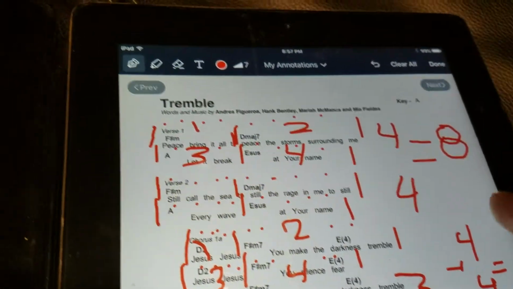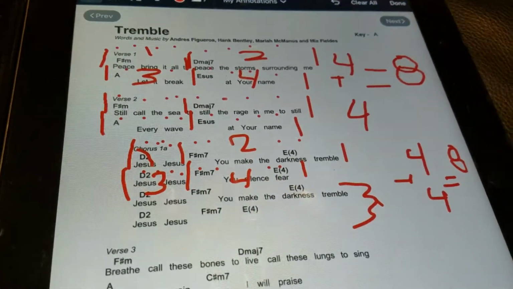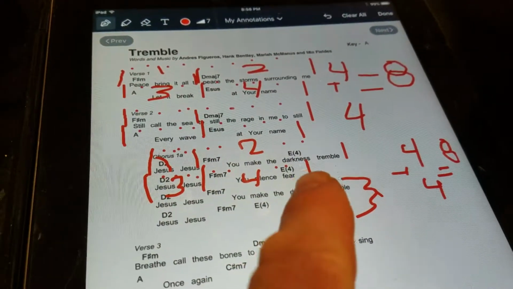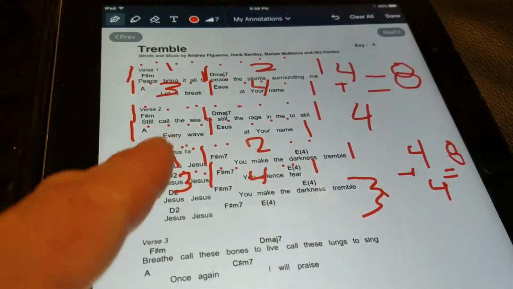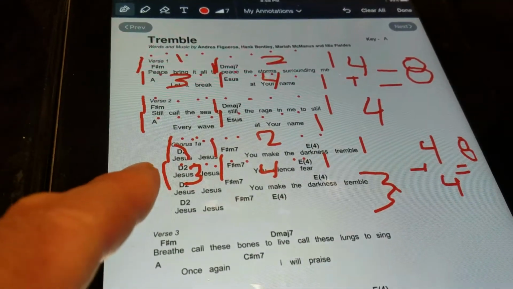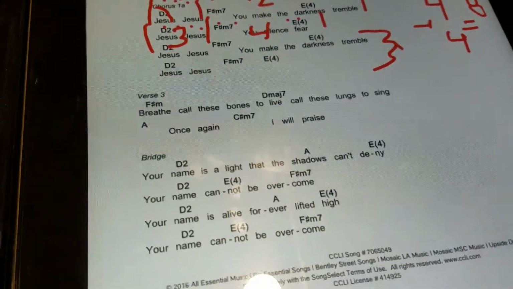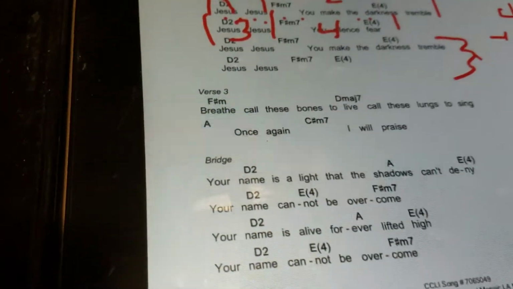It's 2 subsections of 4. So you can call that a turnaround. When we get to that silent sphere, you're turning around, going back up to the top of that same chord progression, even though the lyrics change. Okay, so now we're into verse 3.